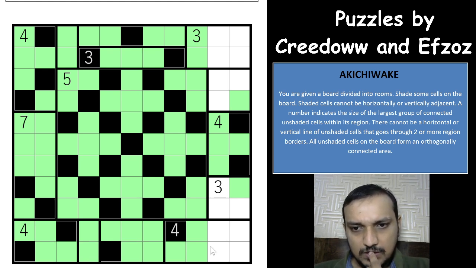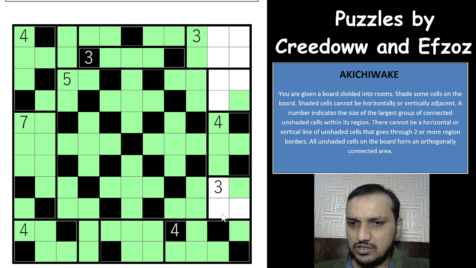And for the 4, we know that one would have to be shaded here. So if I shade this, this would be shaded, not possible. This is unshaded, this is shaded, done here, this is shaded, this is also done.